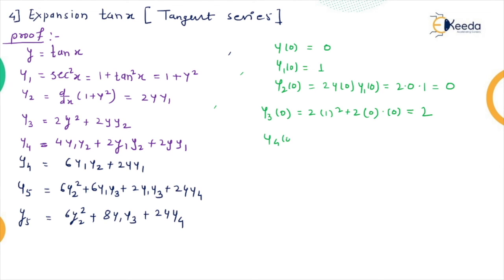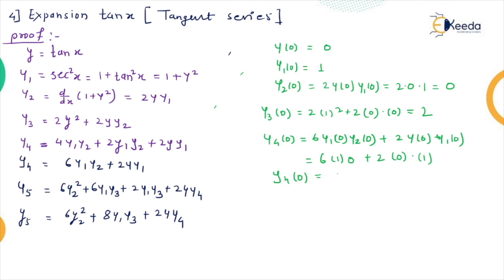Similarly, we have to find y4 of 0. y4 of 0 becomes 6 into y1 of 0 into y2 of 0, plus 2 into y of 0 into y1 of 0. So substituting the values, we get 6 into y1 of 0, which is 1, into y2 of 0, which is 0, plus 2 into y of 0, which is 0, into y1 of 0, which is 1. So y4 of 0 is equal to 0.